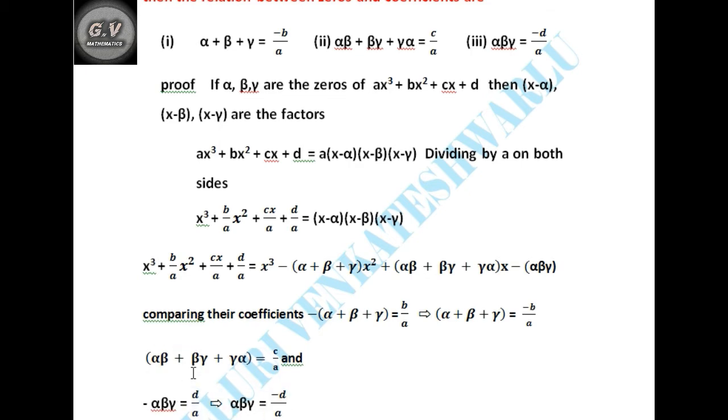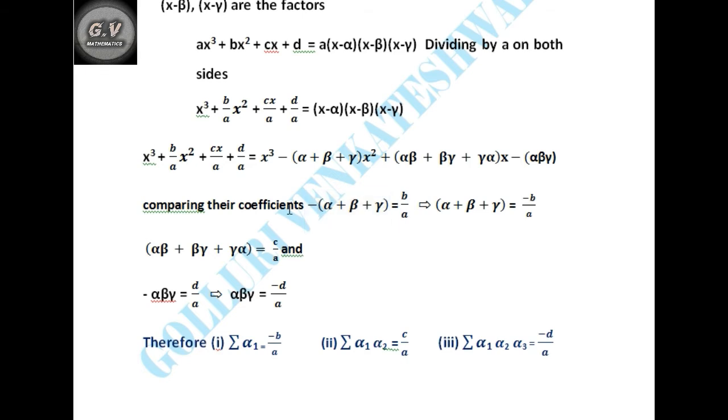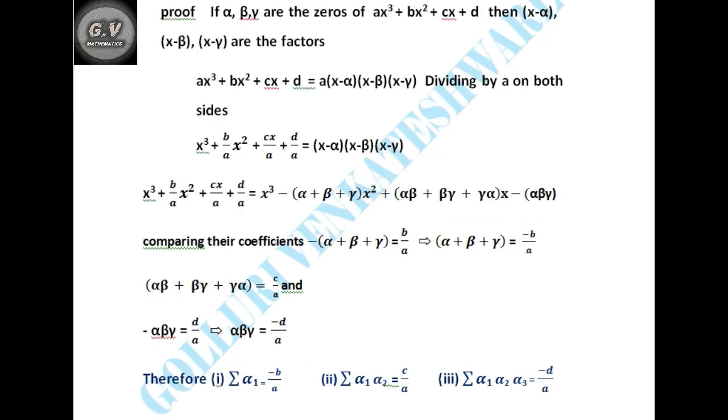So here it can be expressed symbolically. For the sum of the zeros, let them be alpha 1, alpha 2, alpha 3. The summation of alpha 1, meaning the sum of all the zeros, is minus b by a. Next, the sum of all the possibilities of the product of two zeros, alpha beta plus beta gamma plus gamma alpha.